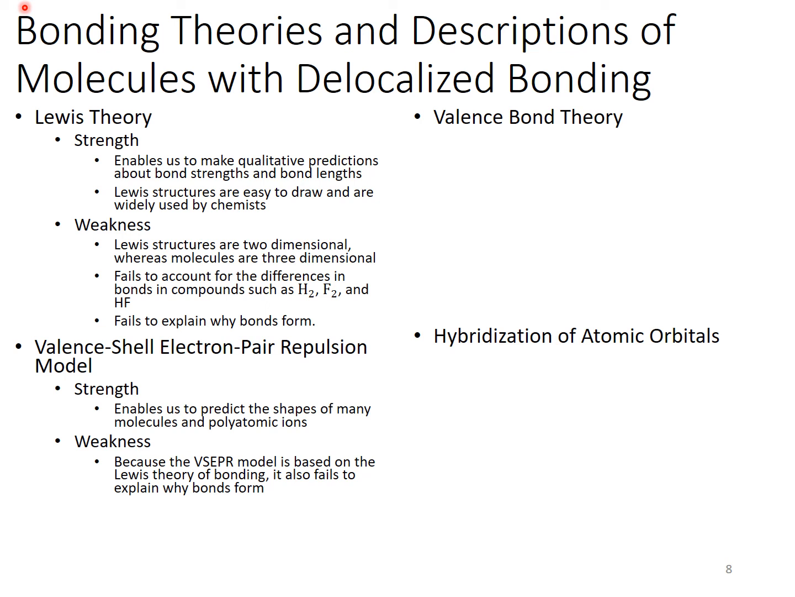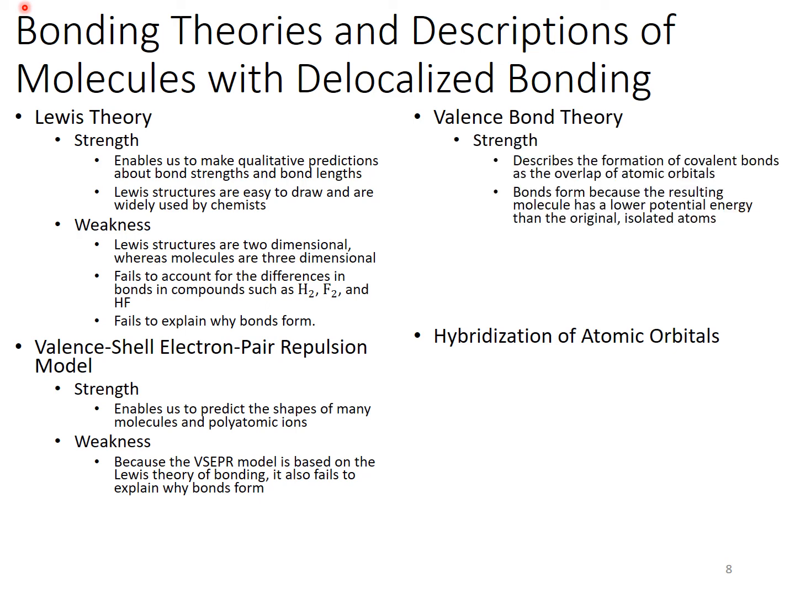So valence bond theory is when we actually start to describe the formation of a covalent bond. It's an overlap of atomic orbitals, and these bonds are forming. They result in a molecule that has lower potential energy than the original isolated atoms, which starts to describe why a chemical bond would occur in the first place. So this is the first description of why we're observing this.